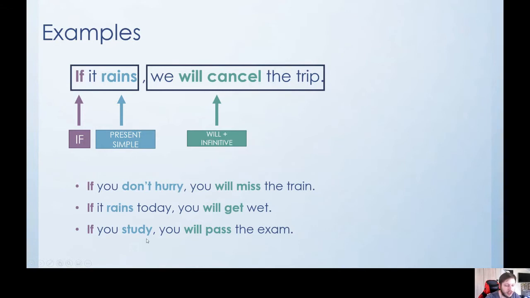Okay? If you study, you will pass the exam. Čiže, ak sa budeš učiť, spravíš skúšku. Again, if you study, there is a high probability that you will pass your exam. Let's look at the structure. With if plus present simple, and then will plus infinitive. Okay, so it's very simple, very easy. We use it to talk about the future. Now let's look at some examples.